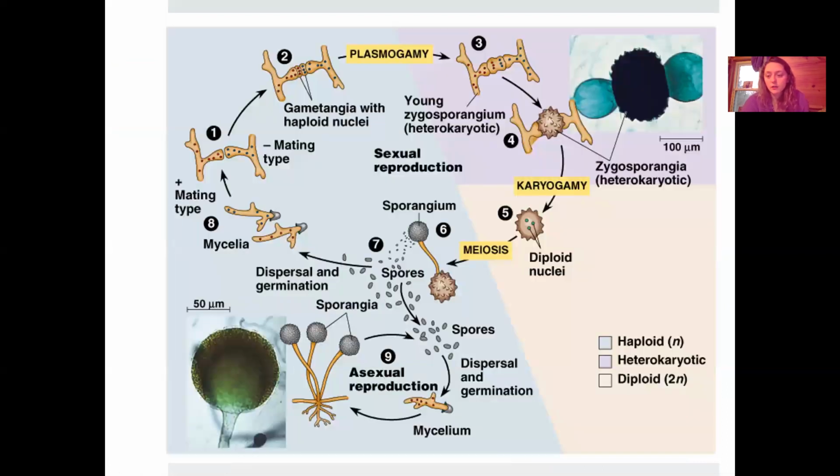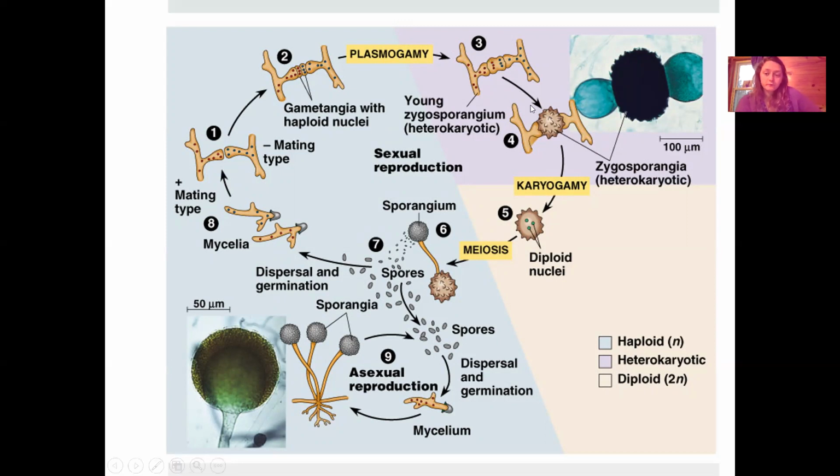Okay, and this is just a review of the life cycle, so we can talk through it one more time. Let's start off in the mycelium with two different mating types. There's plus and minus. They reach out to each other to form the gametangia, which is this Oreo-looking thing in the middle that still has haploid nuclei. They're still separate cytoplasms, but through plasmogamy, they fuse together to have the dikaryotic nuclei, which is N plus N.